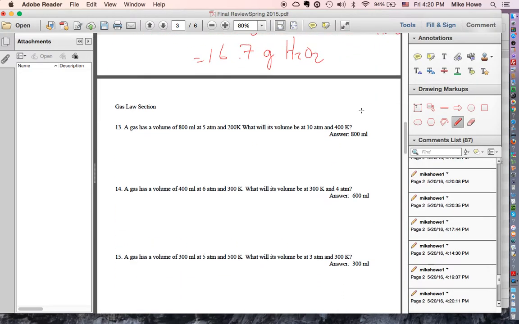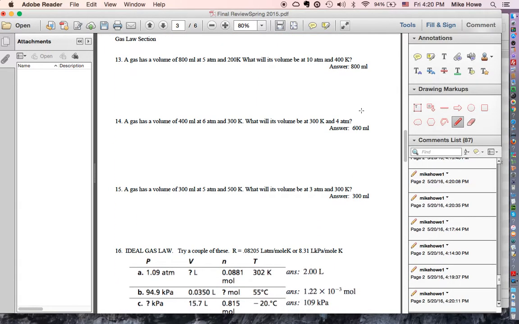All right, I'm going to fly right into the gas law section as well. So here we go. Gas law section, there are 2 ways to do it. I'm going to do problem 13 one way, do problem 14 the other way, and I'll let you do 15 on your own. So here's 13. Either way you do it, you can say T1, T2, P1, P2, V1, V2.